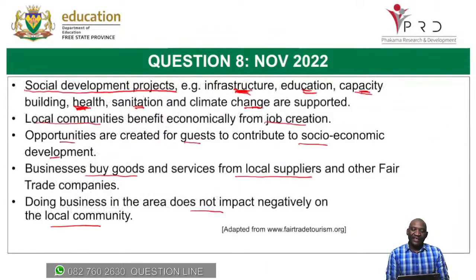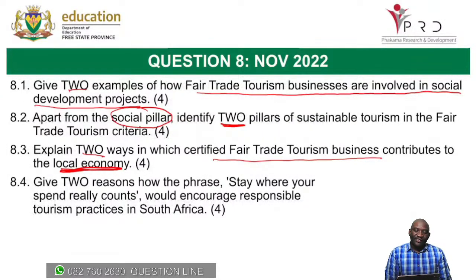Let's look at what they've given us there as well. How do they contribute to the local economy? Let's try to find from the points that were given there, the things that they do that actually contribute to the local economy. Right? Those that have eyes and those that can see can easily pick them out. But even if you cannot identify it, don't despair. We are coming to that. And let's look at the last question there. It says, give 2 reasons how the phrase stay where your money, where you spend really counts, would encourage responsible tourism practices.